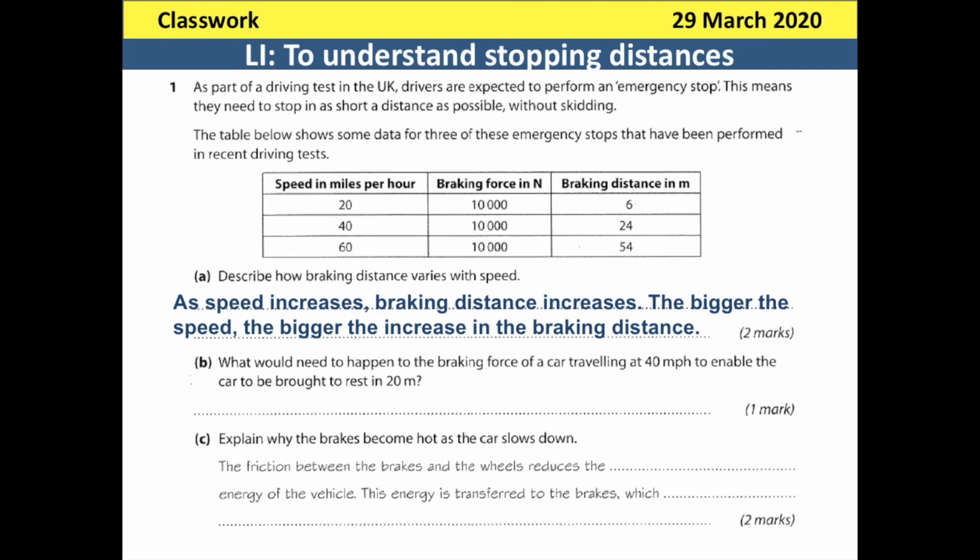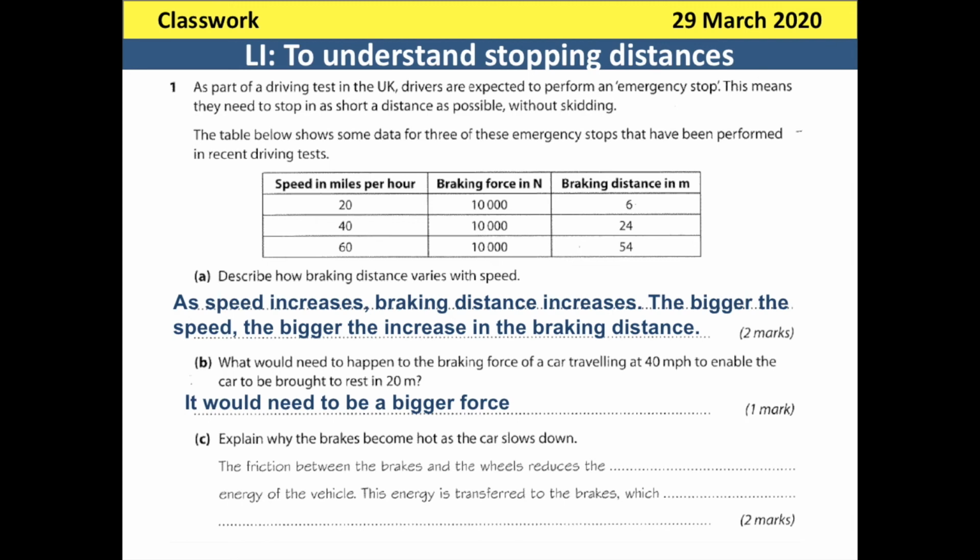Part B. What would need to happen to the braking force of a car travelling at 40 miles per hour to enable it to be brought to rest in 20 metres? Well, when the braking force is 10,000 newtons, it takes 24 metres to come to rest. So to stop it in 20 metres, we would need that braking force to be bigger. So the answer is we would need a bigger force.